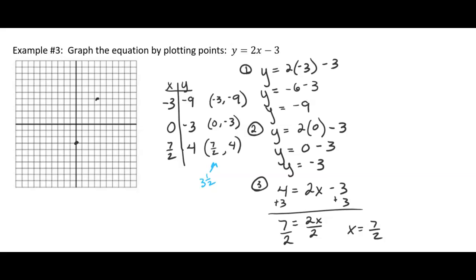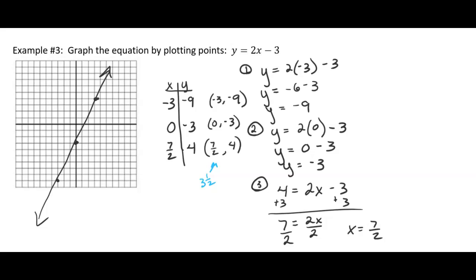Scoot it over where it's supposed to be. It's supposed to be right there. Okay, that looks a little better. And you might want to get a ruler. You just try to draw a straight line that's going to go through those ordered pairs. You just make your points bigger if you need to.